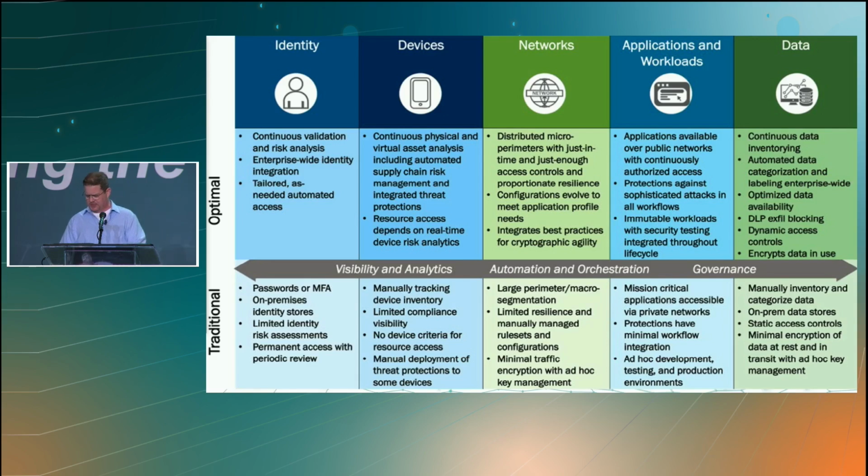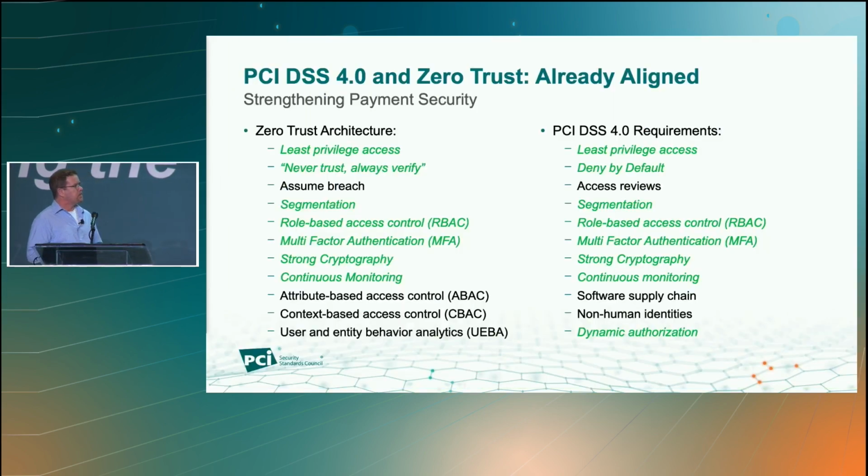So I got a little bit ahead of myself. So what does this have to do with PCI DSS 4? Well, actually, PCI DSS rather, has really been aligned, zero trust has been aligned with PCI DSS since the beginning, with concepts like least privilege, denied by default. And with PCI DSS 4, new requirements have been introduced for requirements 8.3.9 and 8.3.1.1, which provide the option for dynamic authorization.